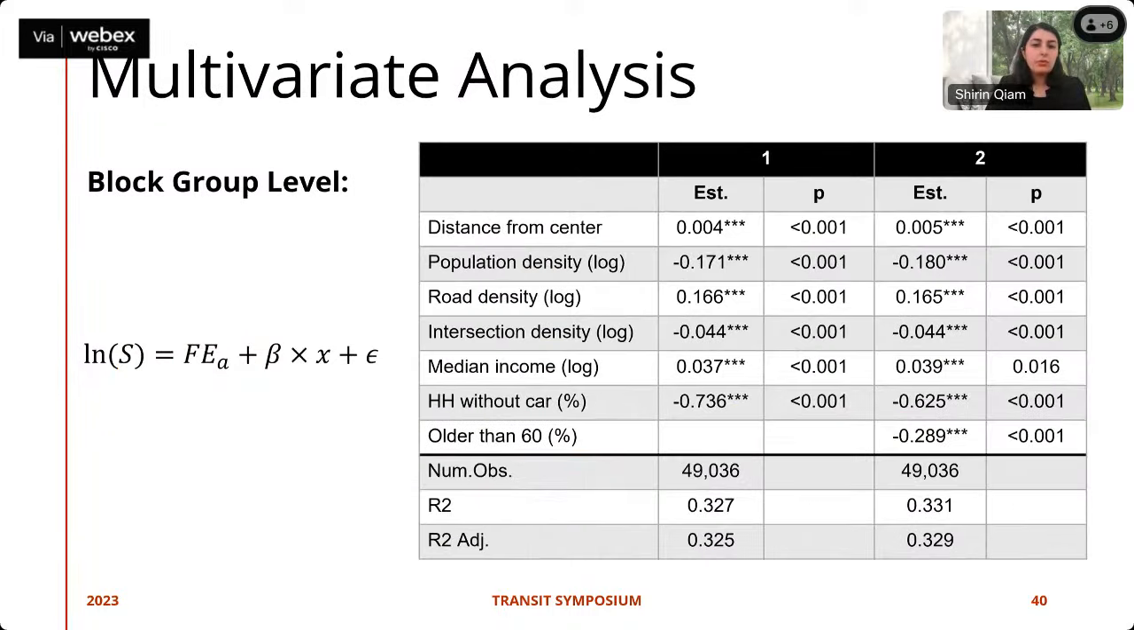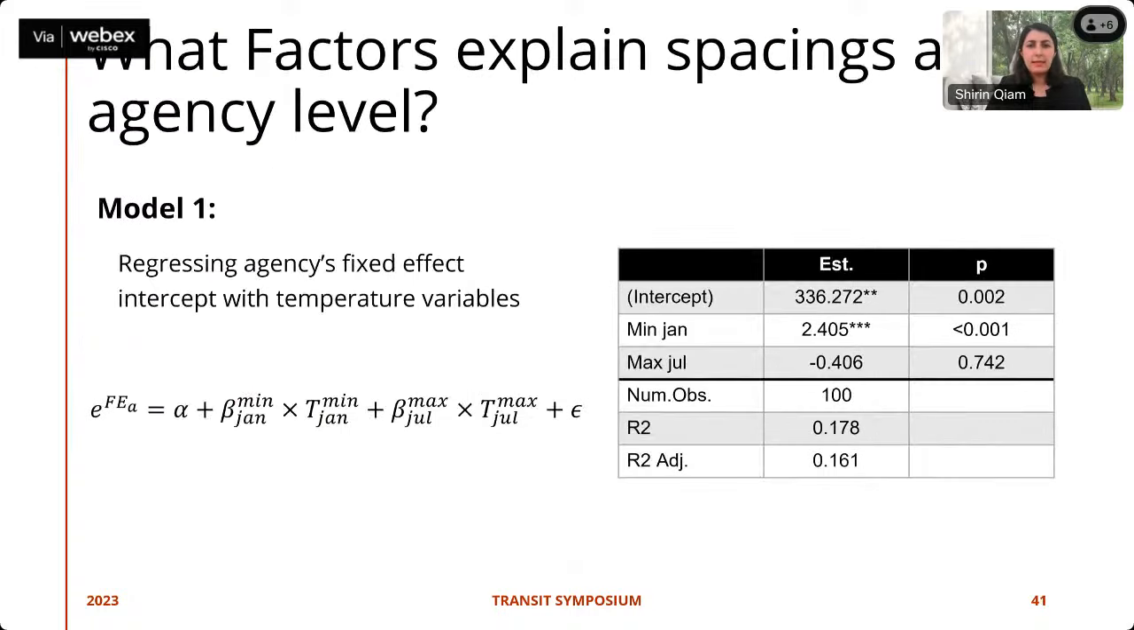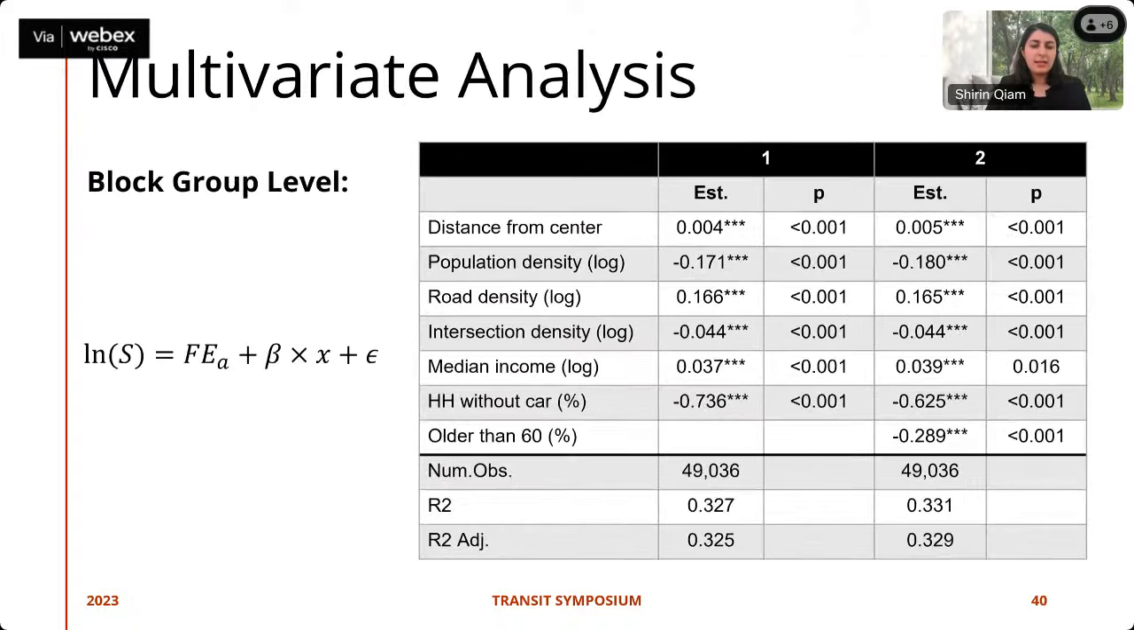So to deal with this issue, we decided to use a multivariate analysis that considers all of the variables together. Here we regress log of spacing on our other independent variables. Some of them are in log form, some of them are linear. We also use a fixed effect for agency because we just want to see the effect of these variables. In the first model, we didn't include the demographic variable, which is the percentage of people older than 60. But in the second model, we cover all of our variables, and there are also 100 intercepts, one for each agency, that are not shown in the table. We can see that the second model improved the adjusted R-square a little.